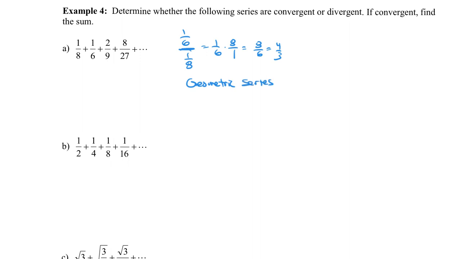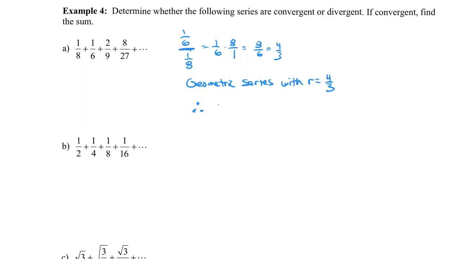We know this is a geometric series because if I took any of these and divided by the previous one, I get 4/3. Or if I start here and multiply by 4/3, I get here. Then multiply this by 4/3, I get here. Multiply this by 4/3, you get here. So it's a geometric series with r equal to 4 over 3.